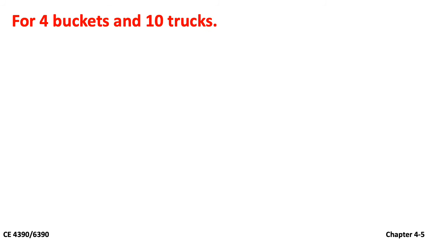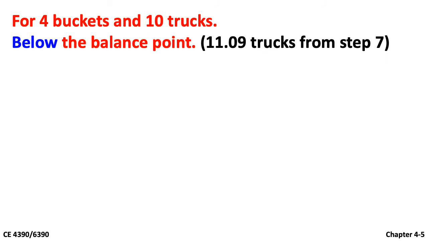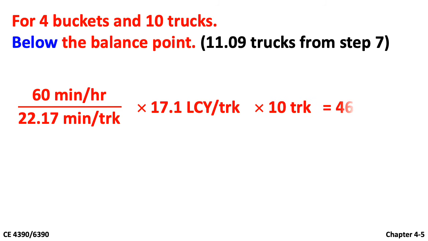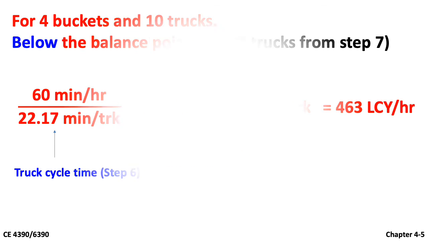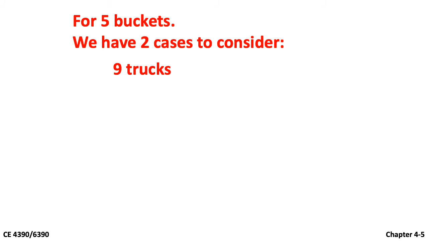So let's get back to the examples. With 4 buckets and 10 trucks, it is below the balance point. So trucks control the production by applying the formula for the situation when the number of trucks is below the balance point, we got the production of 463 loose cubic yards per hour. For 5 buckets, we have 2 options to consider. First, 9 trucks. Second, 10 trucks.